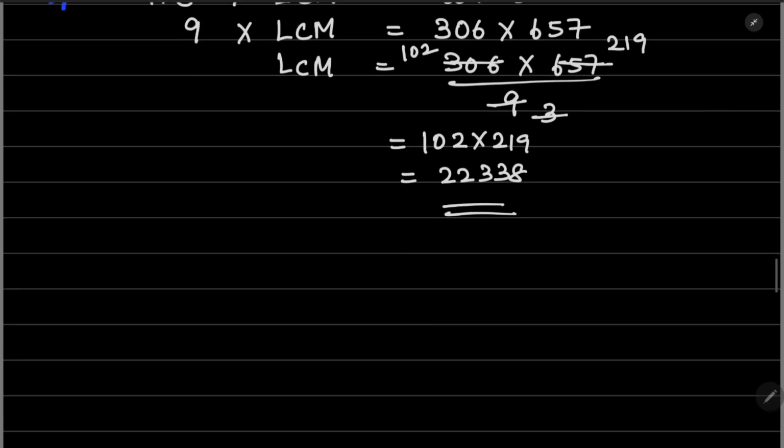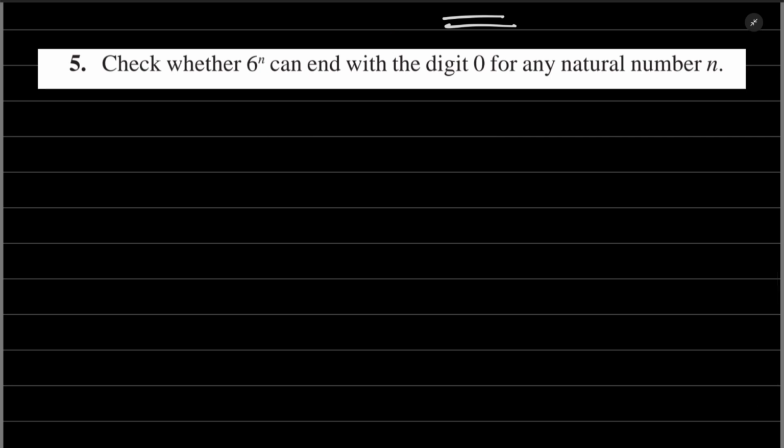Okay, so let's continue with the next question. The next question is to check whether 6 raised to the power n can end with the digit 0 for any natural number n. Okay, so natural numbers are nothing but the numbers which start with 1, 2, 3 and it goes on. So let's check it out.